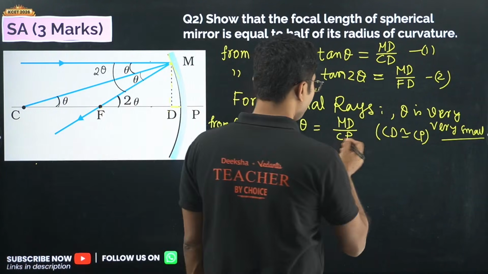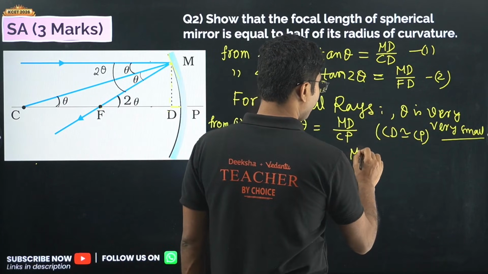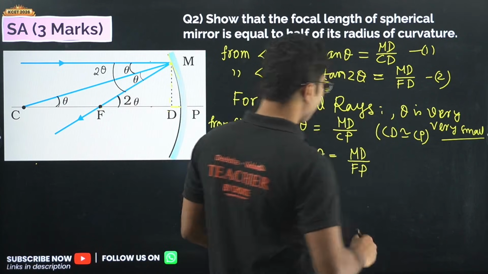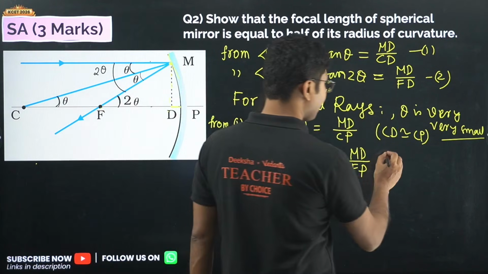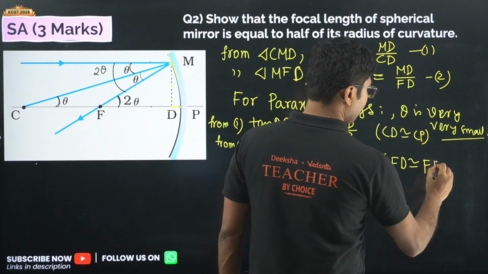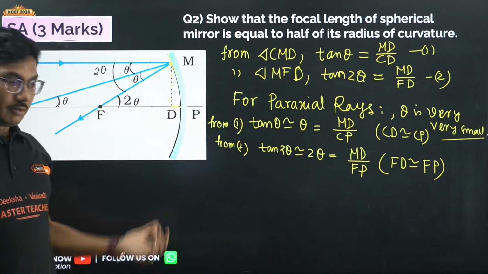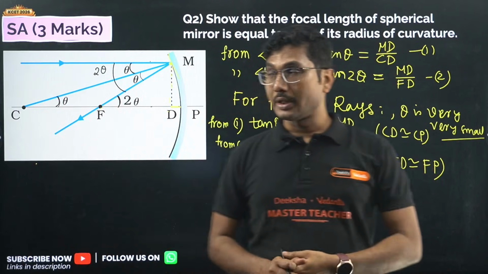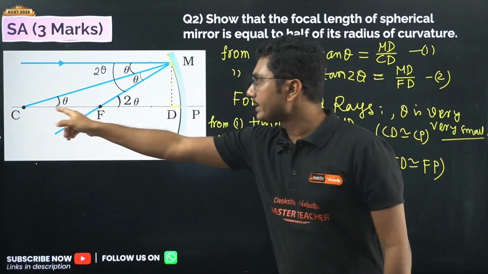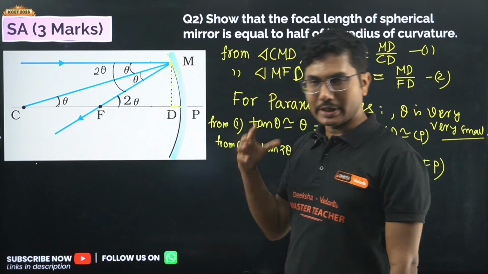So anything smaller, even if you multiply with 2, it is not very large. It will be MD by FP. MD by FP. Again, the same approximation that we have assumed, that FD is very, very close to FP. If you're still wondering how these equations came to be, we use the triangle law of perpendicular right angle triangle. The tan theta formula is perpendicular by base for the bigger triangle and perpendicular by base for the smaller triangle. That's how we arrived at it.